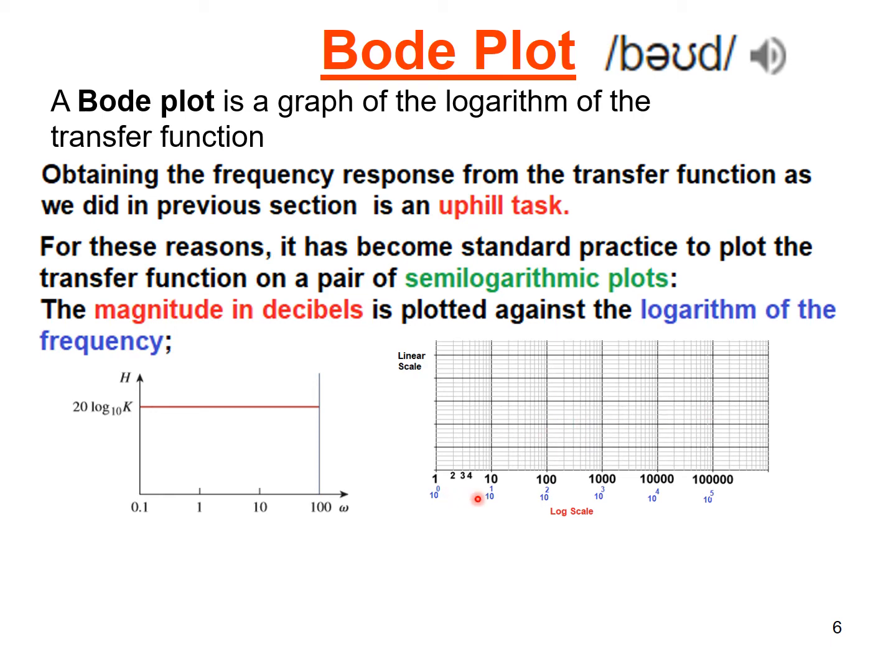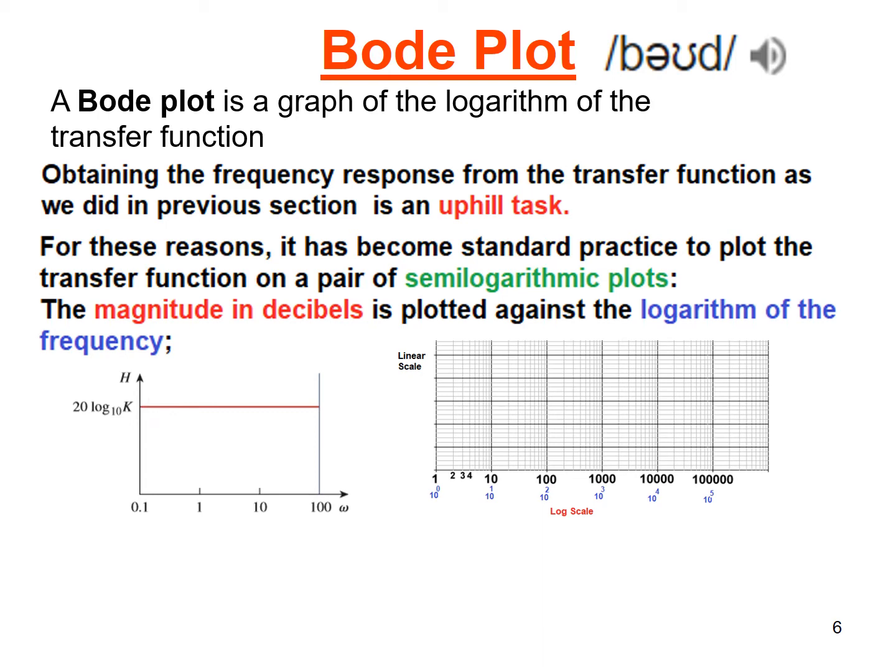We'll plot frequency on the horizontal axis, as has been shown here. Each large division is 10 times the previous one. So if it is 0.1, then 10 times 0.1 is 1, then 10 times that is 10, and 10 times 10 is 100. But the vertical scale is in dB and it is in linear scale, as shown here, 20 log k, where k may be any value. So the dB scale is the vertical scale.